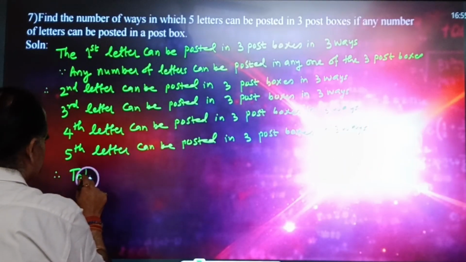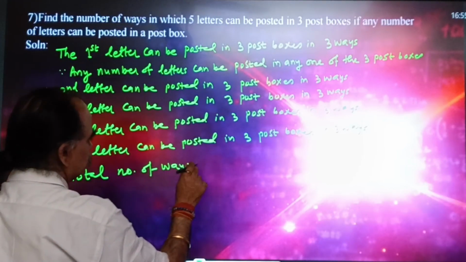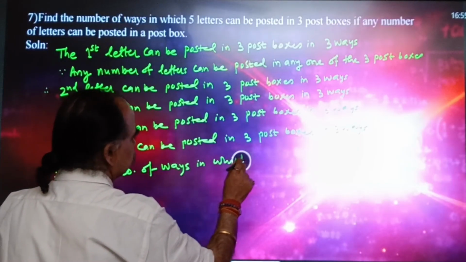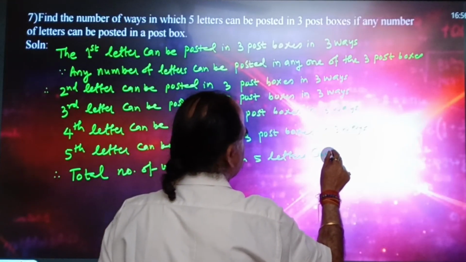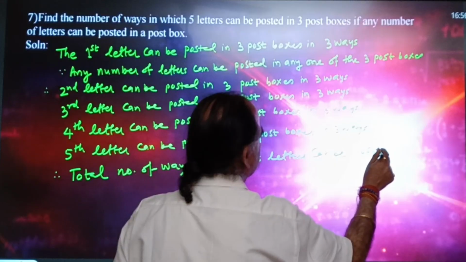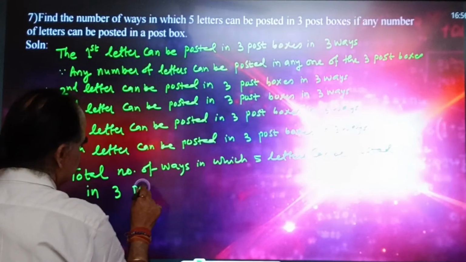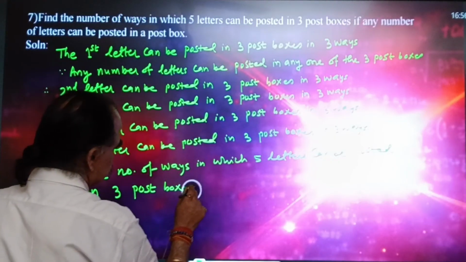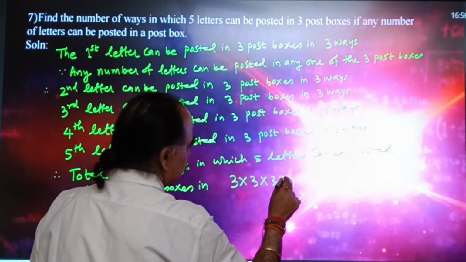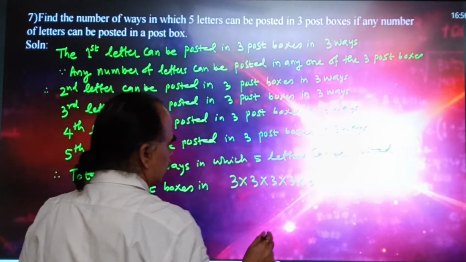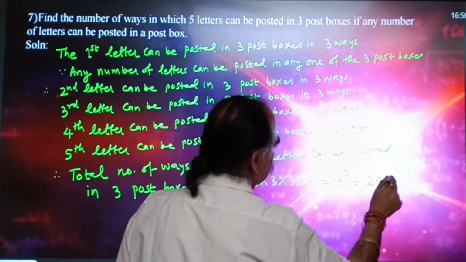Therefore, the total number of ways in which 5 letters can be posted in three post boxes is 3 into 3 into 3 into 3 into 3, which is equal to 3 raised to 5, 243 ways.